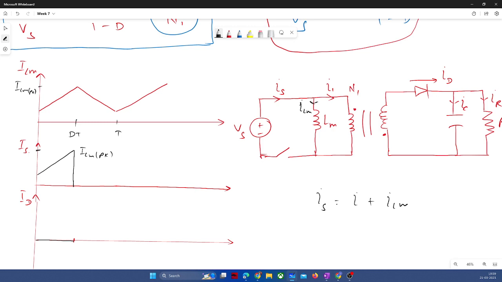Further, it will be ILM, right? Because when our switch is open, this ILM will flow through the winding, and this current will get induced on the secondary side. And since this diode is closed, the average of the ID current will be equal to IR, right? So this will again be ILM with the turns ratio. Am I correct? Any doubt in that?